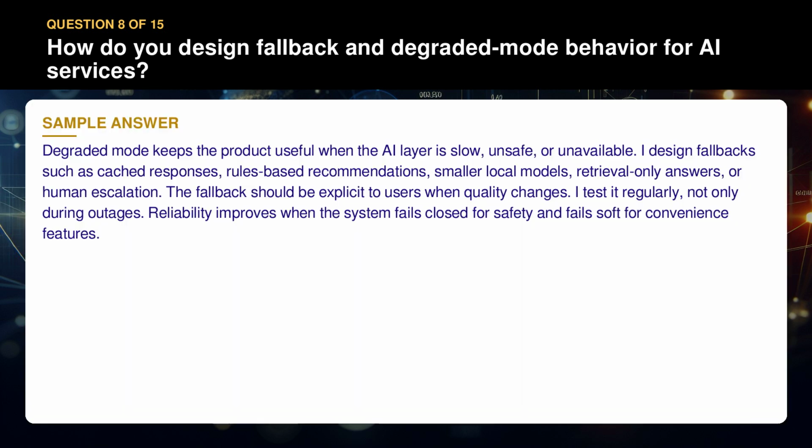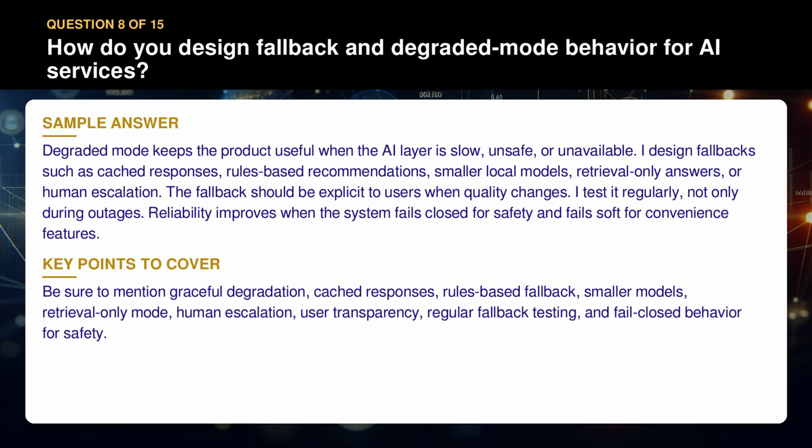Degraded mode keeps the product useful when the AI layer is slow, unsafe, or unavailable. I design fallbacks such as cached responses, rules-based recommendations, smaller local models, retrieval-only answers, or human escalation. The fallback should be explicit to users when quality changes. I test it regularly, not only during outages.